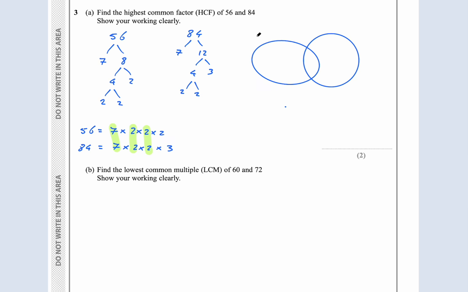If you draw the Venn diagram where this is 56 and this is 84, what goes in the middle is a 7, a 2, and a 2, and in the 56 there's another 2, and in the 84 there's another 3. The highest common factor is the middle ones, 7 times 2 times 2, which is 28.